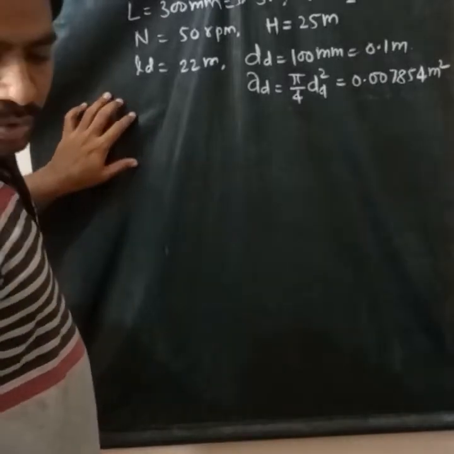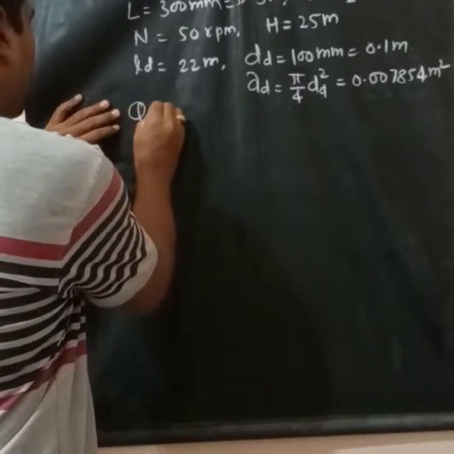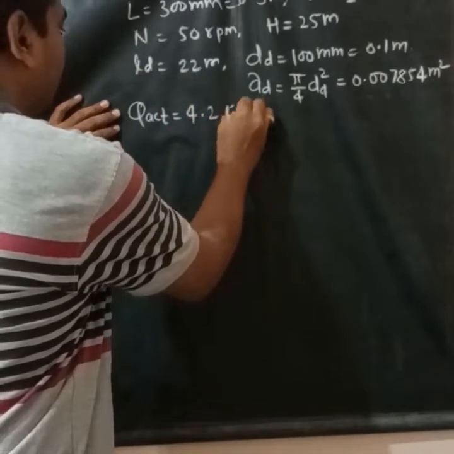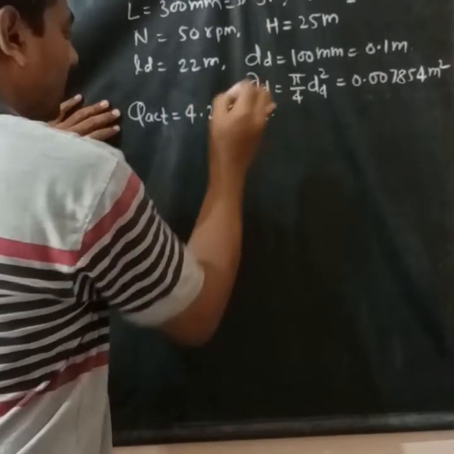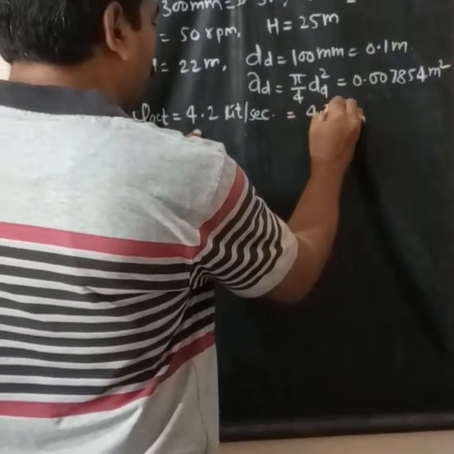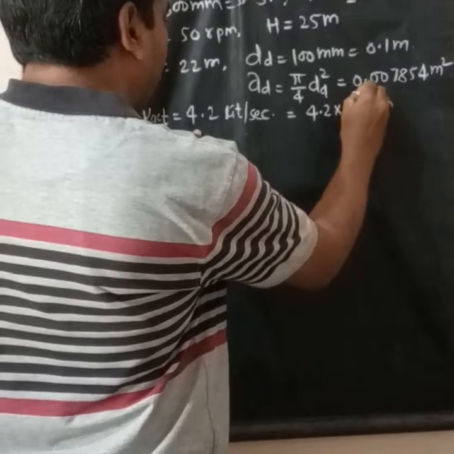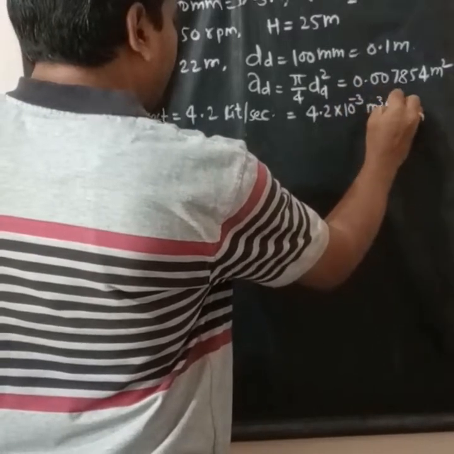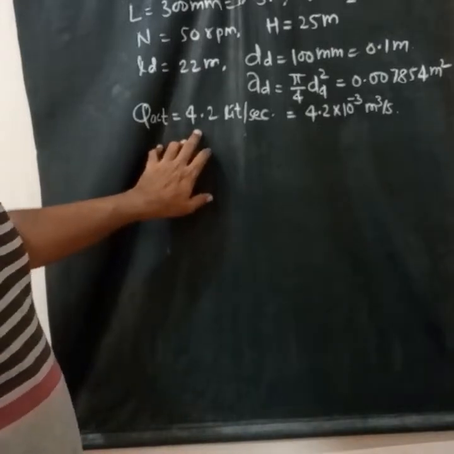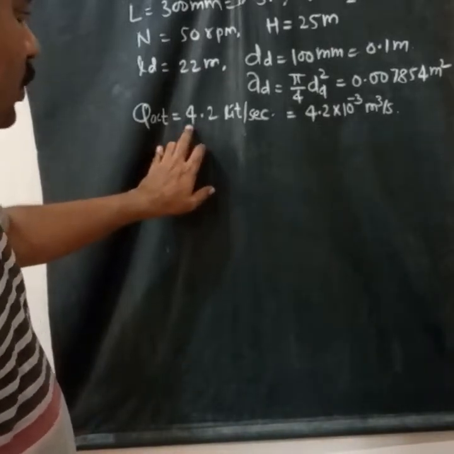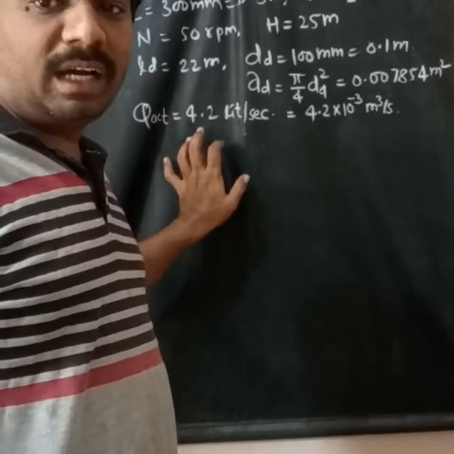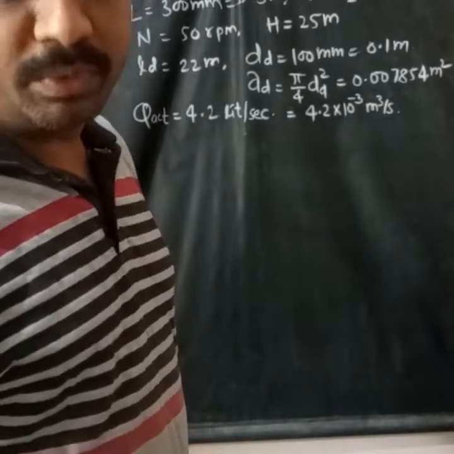Now the Q actual is also given. Q actual is given in liters per second, 4.2 liters per second. If you want, you can convert into meter cube per second: 4.2 into 10 to the power minus 3 meter cube per second, that is 0.0042. This is the data which is given to you and what you have to calculate.